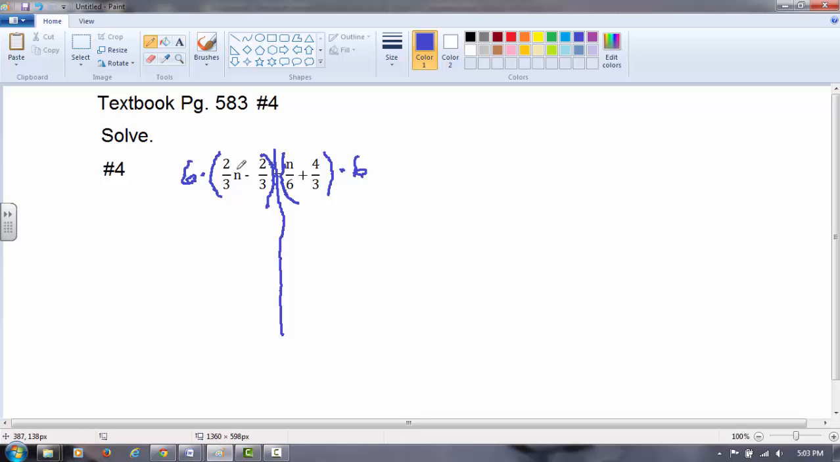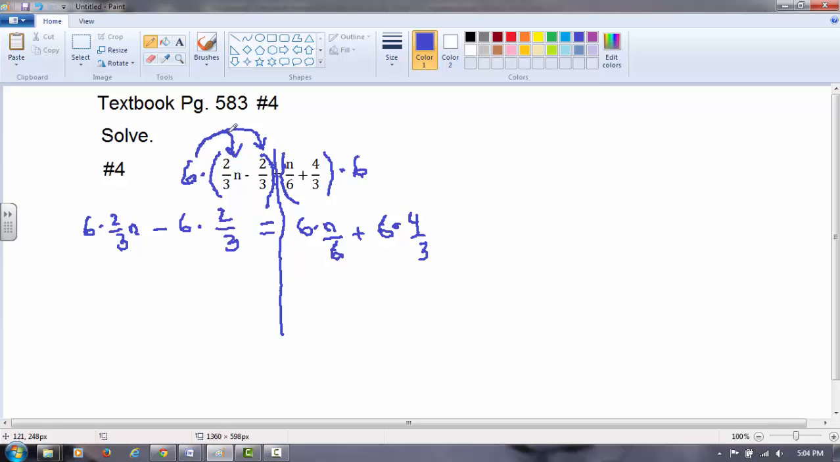Since we have something being subtracted on the left-hand side, and a number on the outside that is now being multiplied, let's go ahead and distribute. I'm going to do that first and rewrite it out here. So 6 times 2/3 n minus 6 times 2/3. And on the right-hand side, we get 6 times n over 6 plus 6 times 4 over 3.